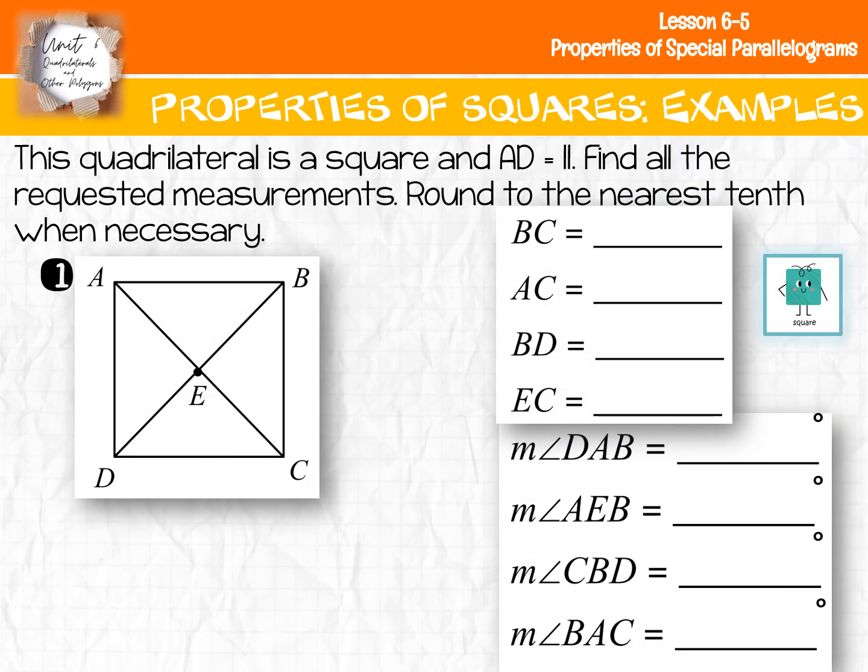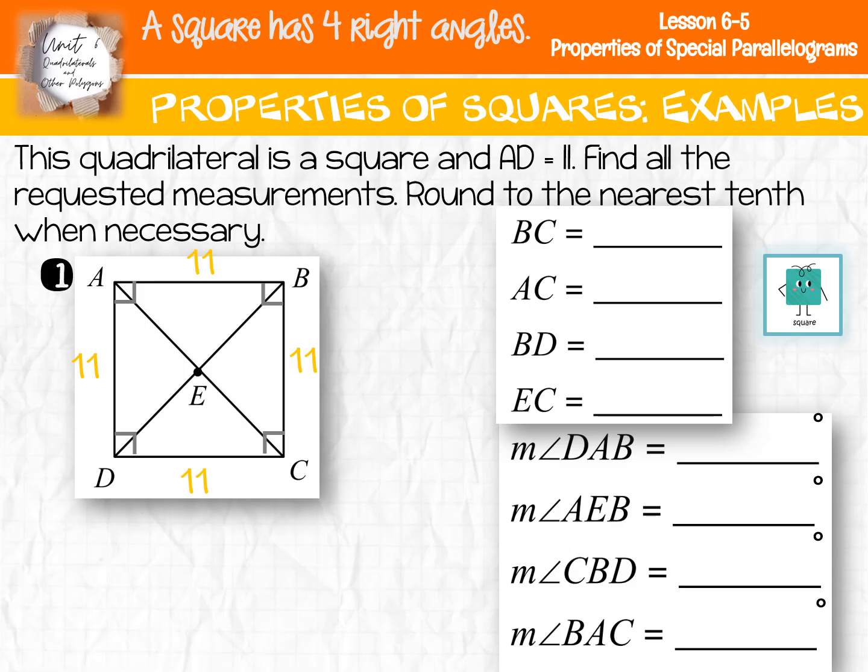Properties of squares, example 1. This quadrilateral is a square. Length of segment AD is 11. Let's mark that, and all the right angles. Find all the requested measurements, round to the nearest tenth when necessary. So let's see, all 4 sides should be 11, which gives us length of segment BC.